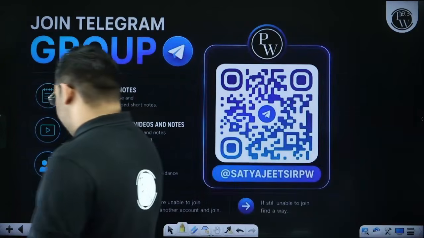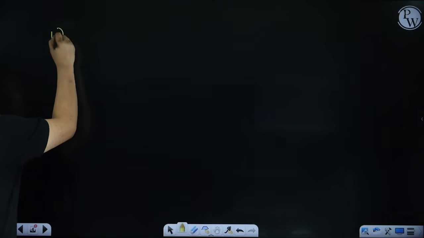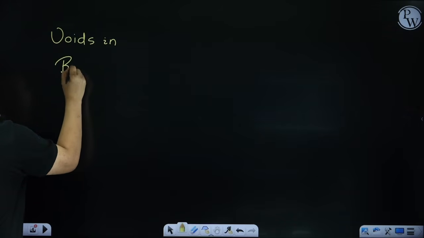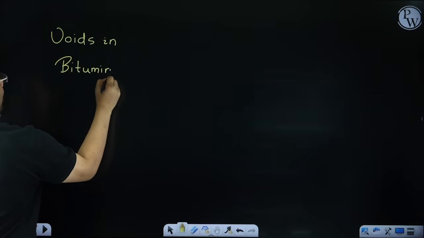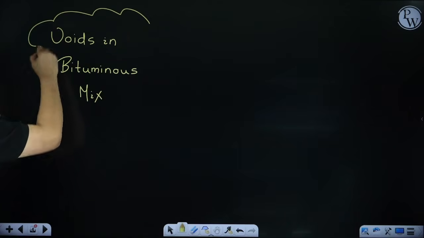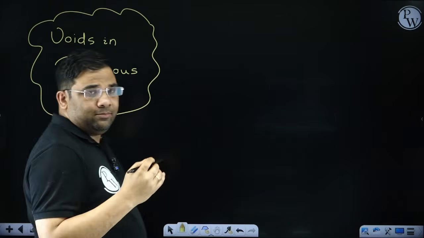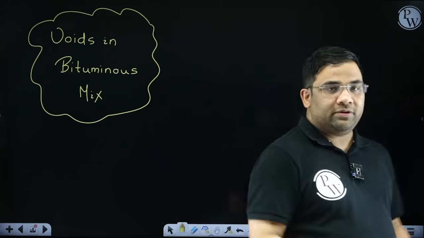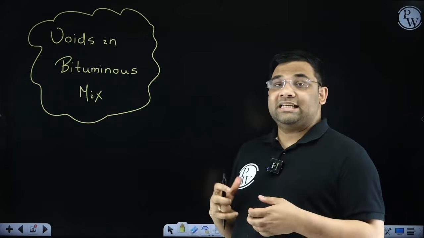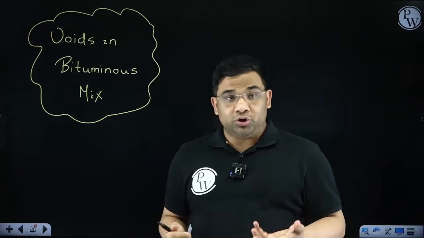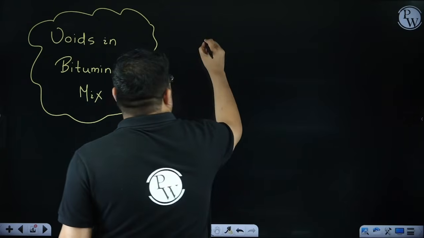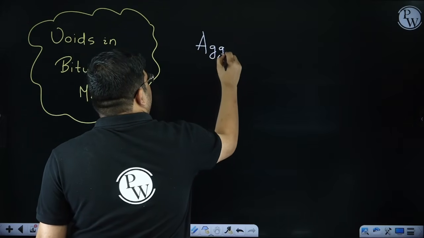Okay, let us start. So I am telling that voids in your bituminous mix. Now what is a bituminous mix? In bituminous mix we have bitumen and aggregates and we have some filler, and we combine all of them to make a mix which is used in road construction. Bitumen acts as the binder, it binds all the constituents. So the constituents of bituminous mix will be aggregates.